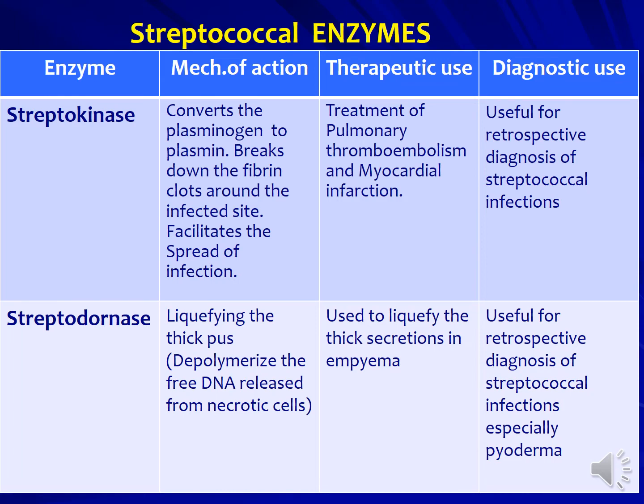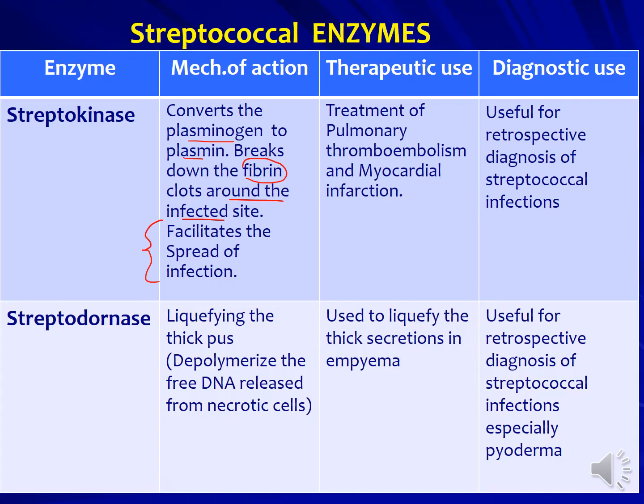The mechanism of streptokinase is it converts the plasminogen to plasmin, and this streptokinase breaks down the fibrin clots around the infected site. This is how it facilitates the spread of the infection.